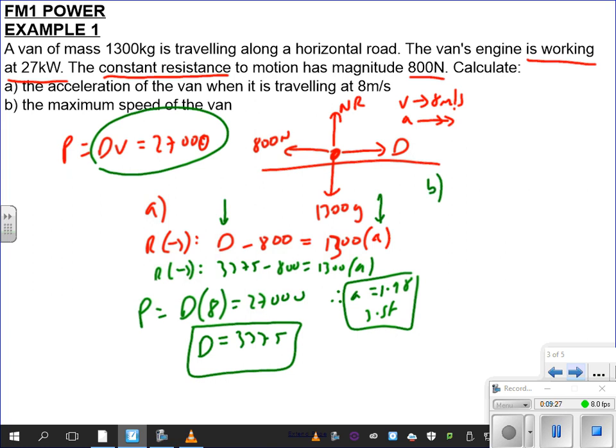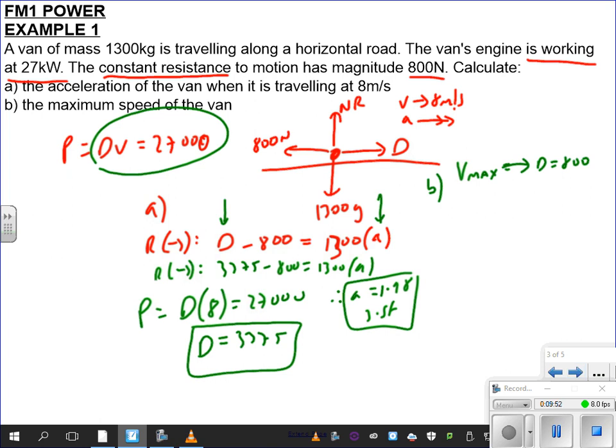Okay, B says find the maximum speed of the van. We talked about this earlier, didn't we? When do we get Vmax? It's the most important thing to remember with power here. We get Vmax when D equals our resistance forces, i.e. when this thing is in equilibrium and moving at a constant velocity. The velocity can't get any bigger.